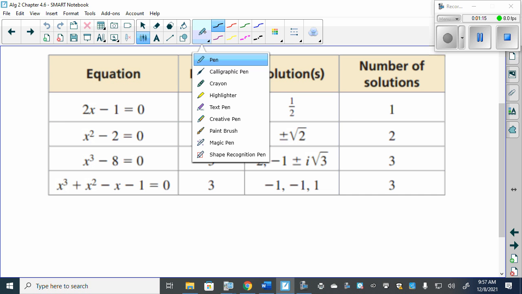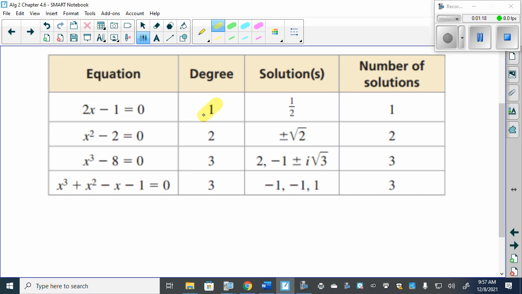Let's get a highlighter. We had 1 and 1. We had 2 and 2. Now x cubed minus 8, the degree is 3 because the biggest exponent is 3. The solutions for this are 2 and -1 plus or minus i square root of 3. Well, that gives us a total of 3. And the last one, x cubed plus x squared minus x minus 1, is a degree 3 polynomial function, and the solutions are -1, 1, and 1.